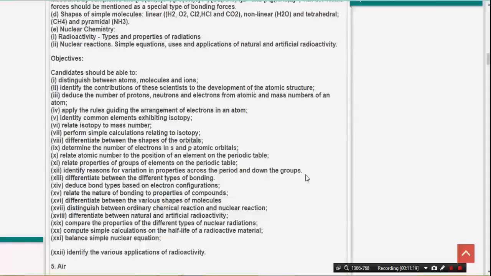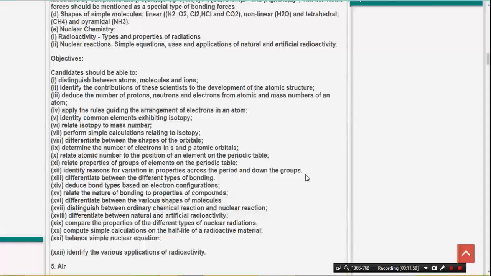Identify common elements exhibiting isotopy. Relate isotopy to mass number. Perform simple calculations relating to isotopy. Differentiate between the shapes of the orbitals. Determine the number of electrons in s and p atomic orbitals. Relate atomic number to the position of an element on the periodic table.